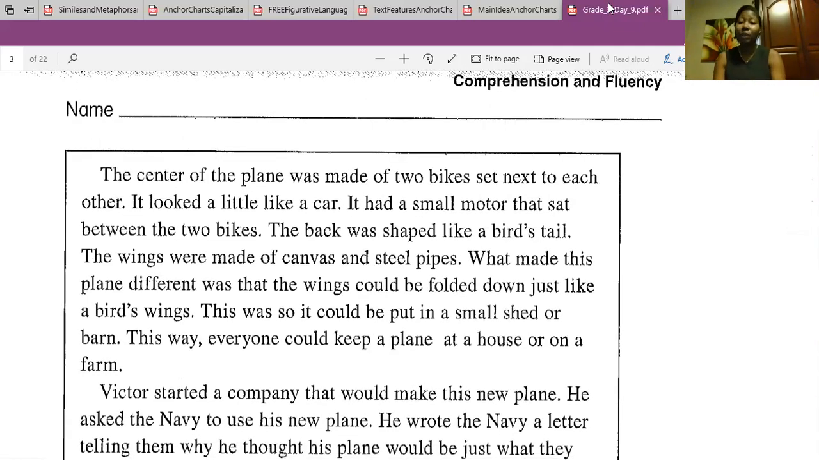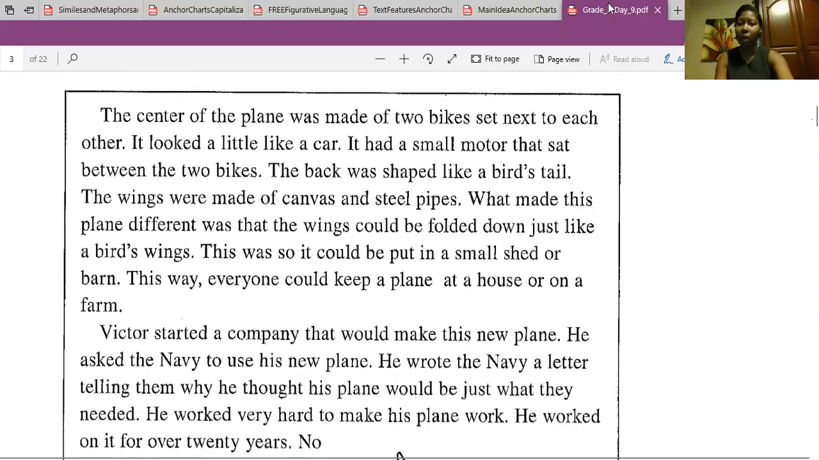The center of the plane was made of two bikes set next to each other. It looked a little like a car. It had a small motor that sat between the two bikes. The back was shaped like a bird's tail. The wings were made of canvas and steel pipes. What made this plane different was that the wings could be folded down just like a bird's wings. This was so it could be put in a small shed or barn. This way, everyone could keep a plane at a house or on a farm.